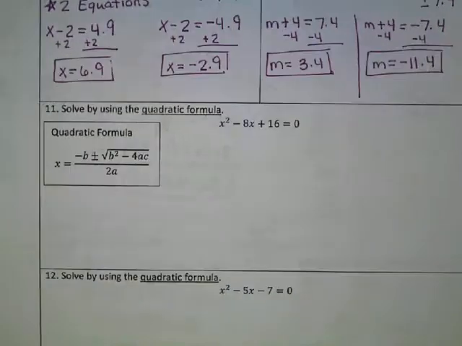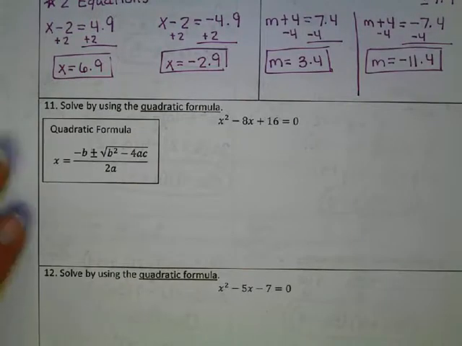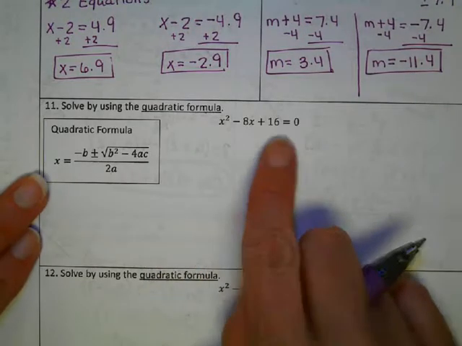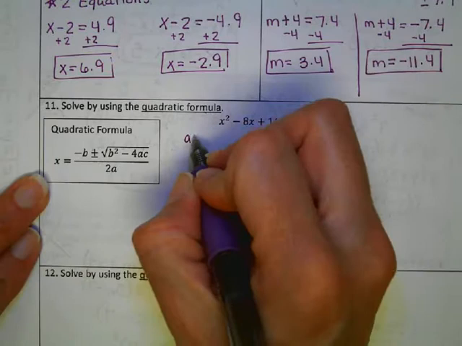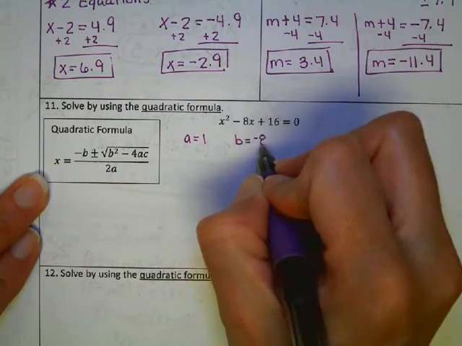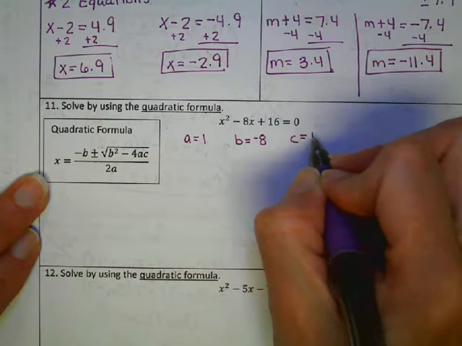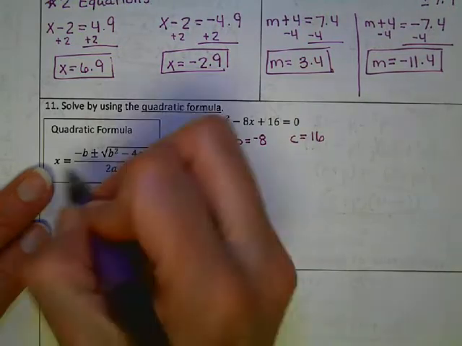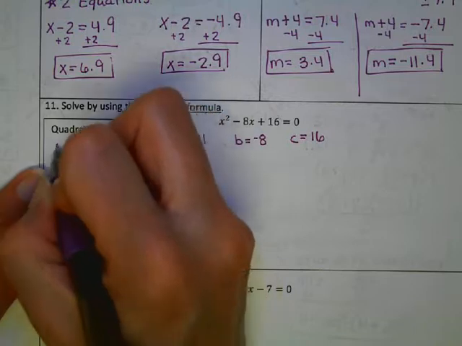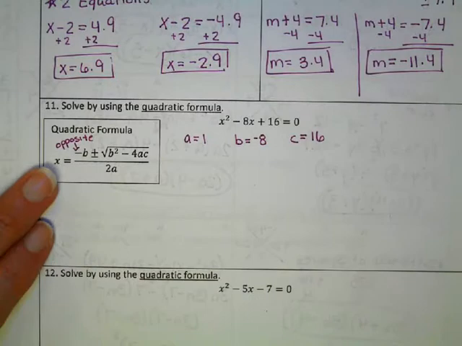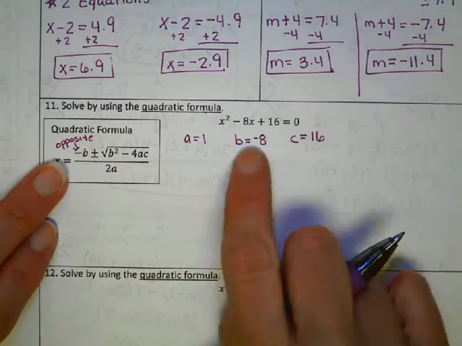Next one is the quadratic formula. As long as it's set equal to 0, we want to identify our a, b, and c. So a equals 1, b equals negative 8, c equals 16. So let's put these numbers. Remember, this little negative sign means opposite. So we want to start off by taking the opposite of the b term. The opposite of negative 8 is positive 8.